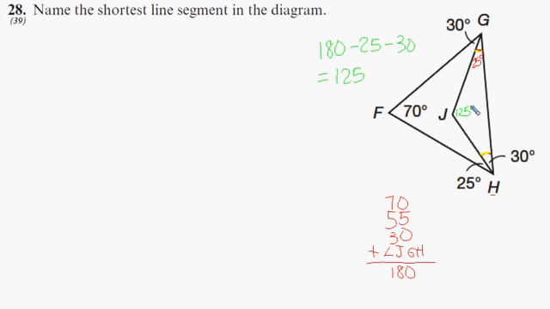Okay, now we're ready to start evaluating. Across from which angle is the shortest side? Well, there's a 25-degree angle here, but that's only part of it, right? So this is actually the smallest angle, which makes side JH the shortest line segment.